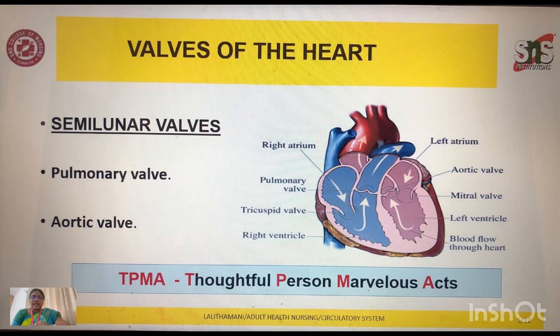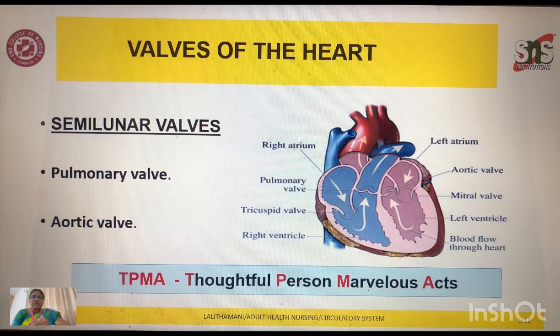So the right side, as we have discussed already, is being concerned with the impure blood. Right atrium, right ventricle is concerned with the impure blood or deoxygenated blood. So from there, the pulmonary artery is the vessel that carries the deoxygenated blood from the right ventricle into the lungs for purification. So the pulmonary artery is a trunk which comes out from the right ventricle, and it has the valve which is called as pulmonary valve or pulmonic valve, which will be preventing the backflow of blood from the pulmonary trunk into the right ventricle because of the gravitational force.